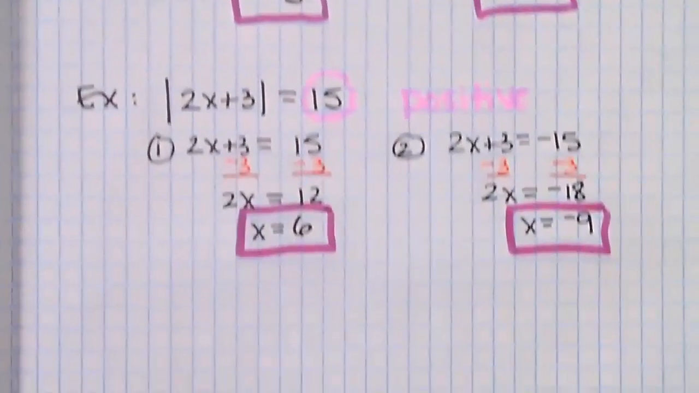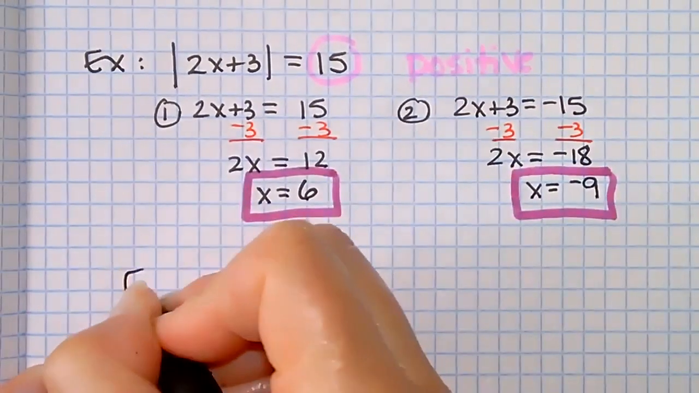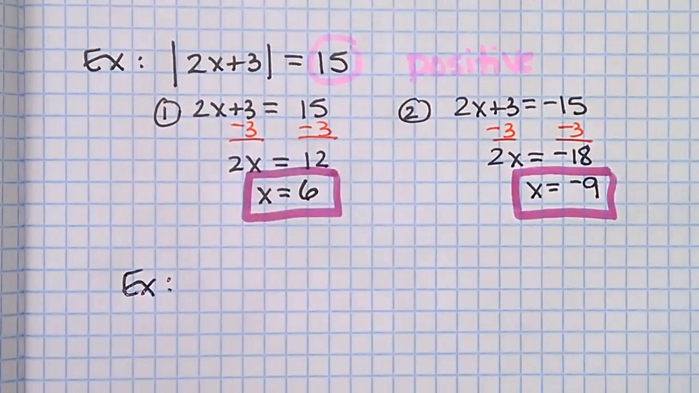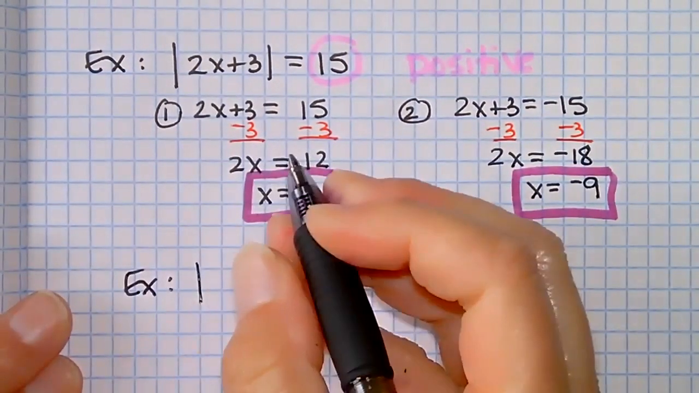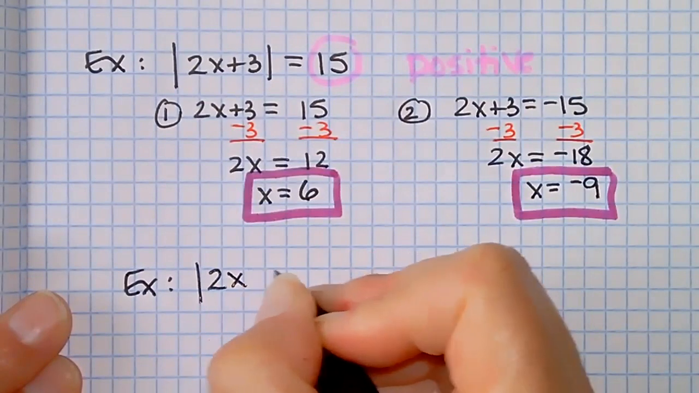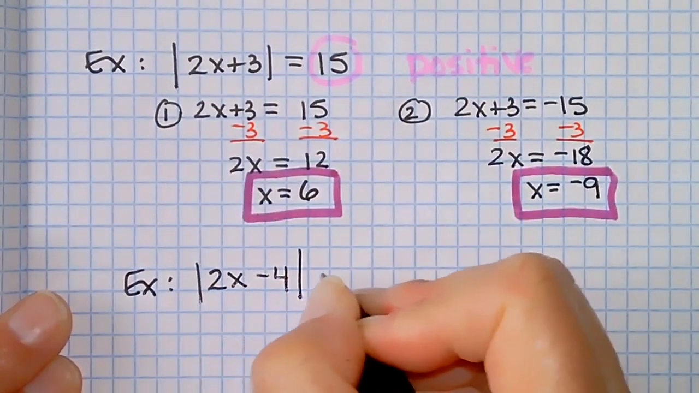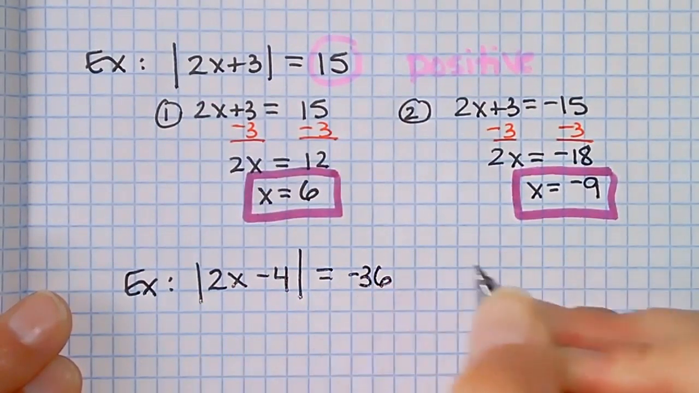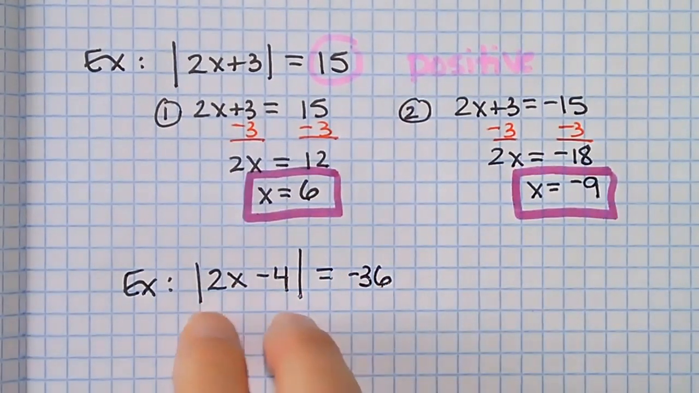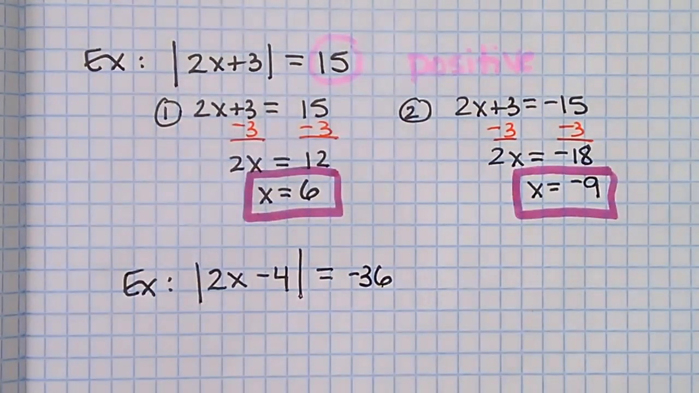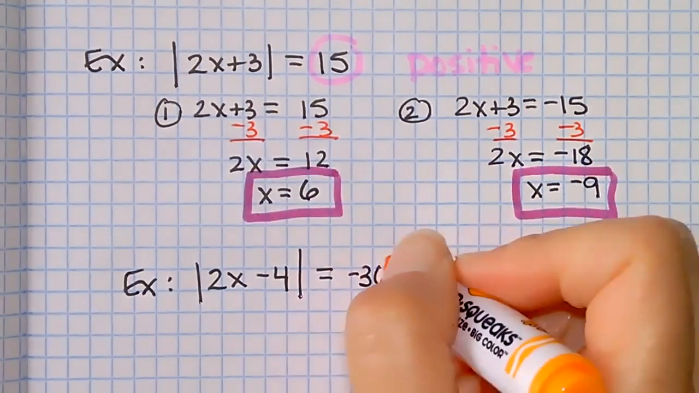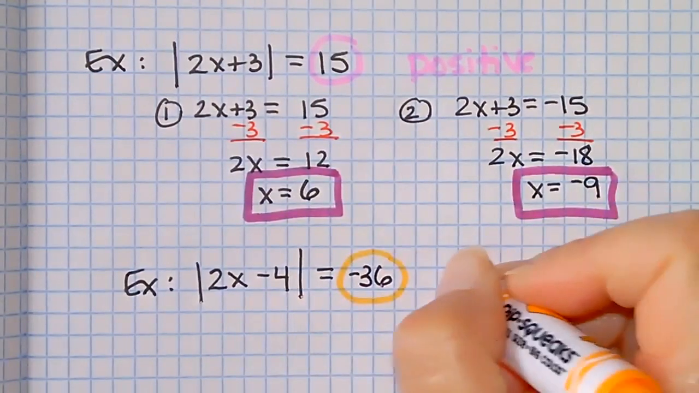So now, let me give you the following. And this is one that has absolute value of 2x minus 4 is equal to a -36. So again, always make sure your absolute value is isolated. It is. Next thing I do is I look to see the number on the other side. And let me just switch colors here. Because over here, I want you to notice that this one is negative.